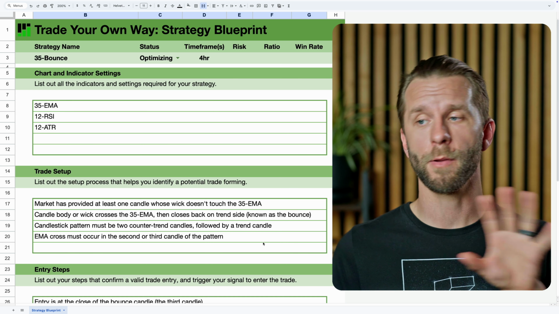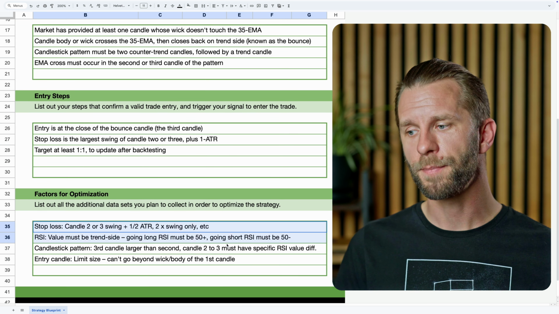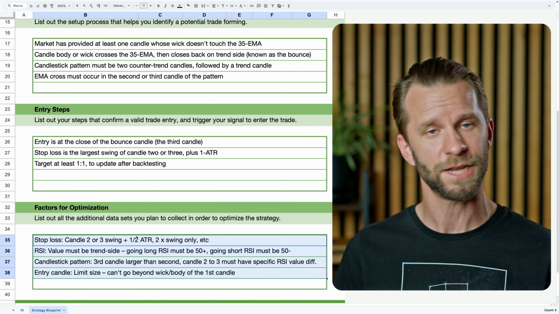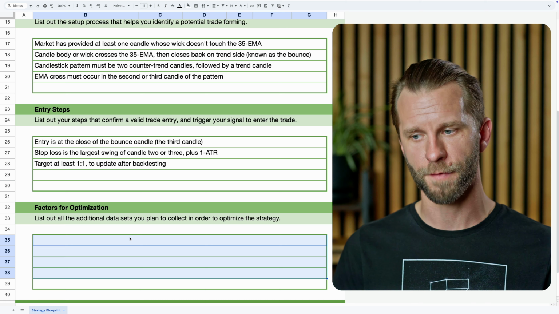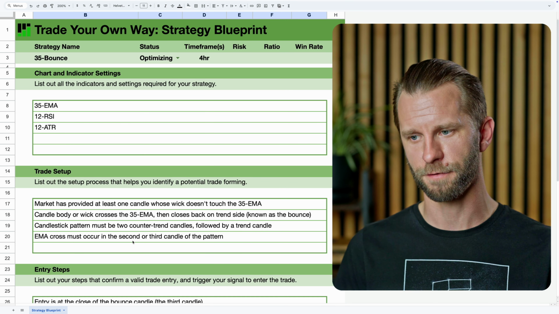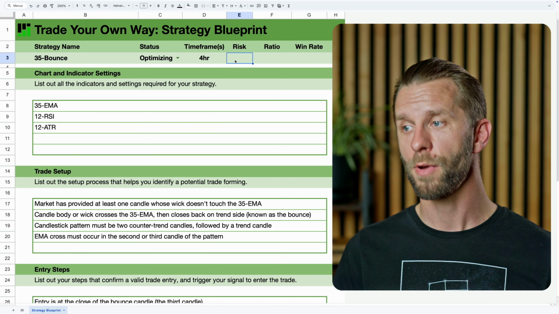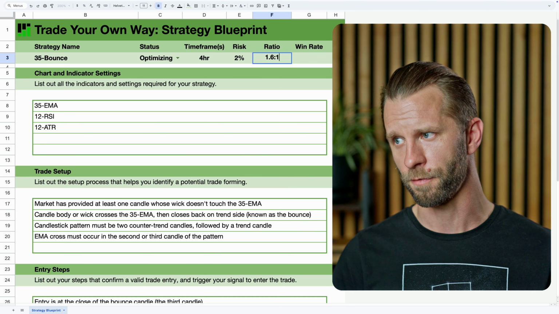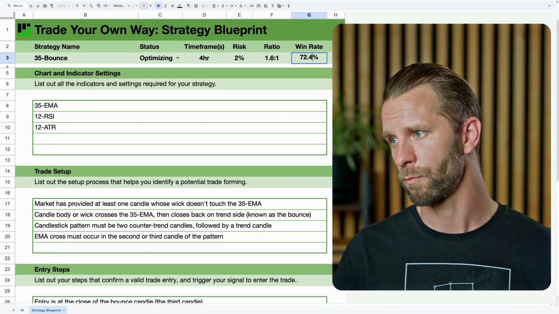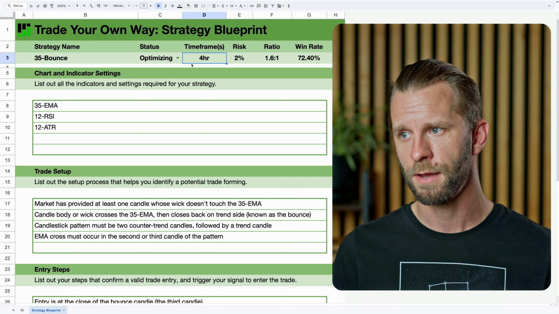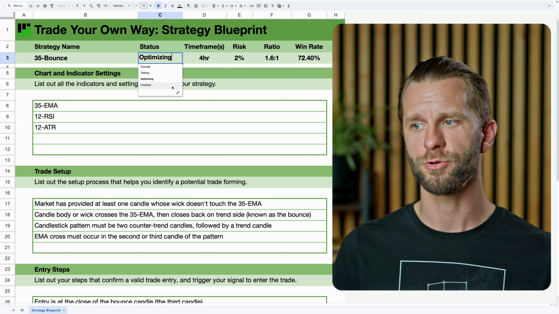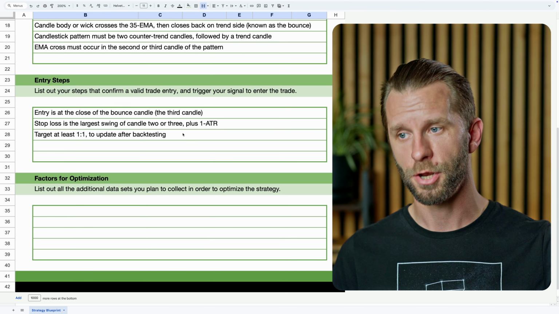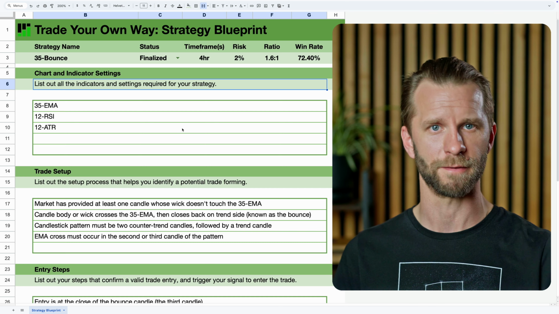As I was saying before, we would then go and backtest this, start building in our factors for optimization, and as we redefined these and implemented each one of these, we would remove them from our factors until we have a fully defined strategy. We would then go in and define our risk and our ratio based on our backtesting results. So for here, I'll put a few dummy ones in, and we'll say we had a win rate of 72.4%. With that clear, we can turn this into a finalized status, which means we could come back to this years from now, knowing this is a strategy ready to trade.